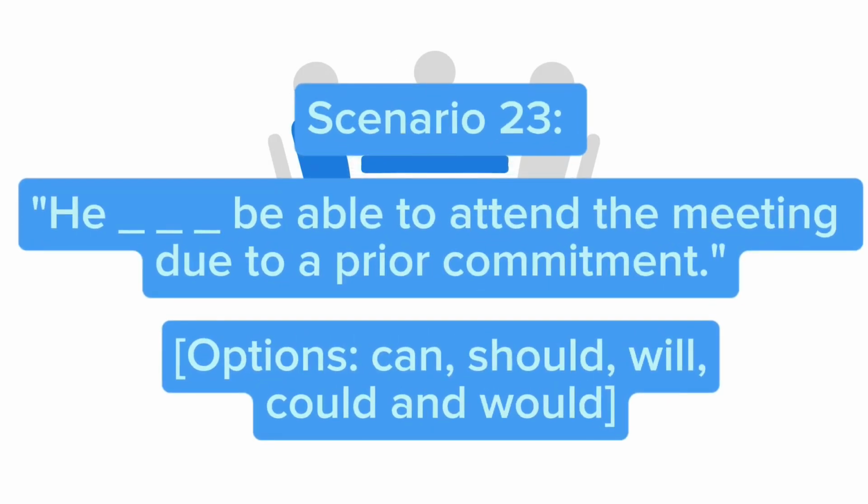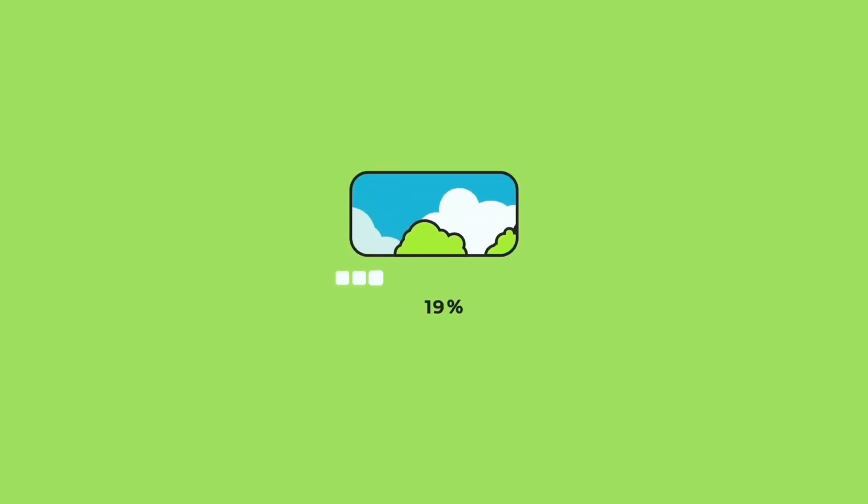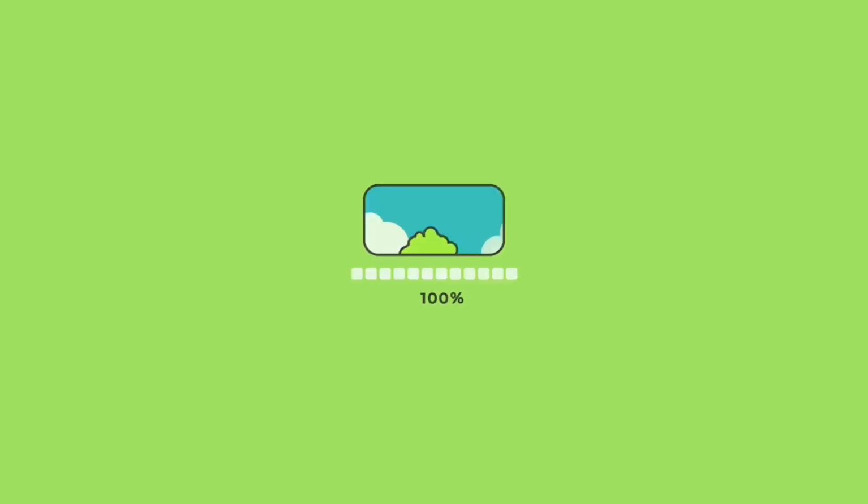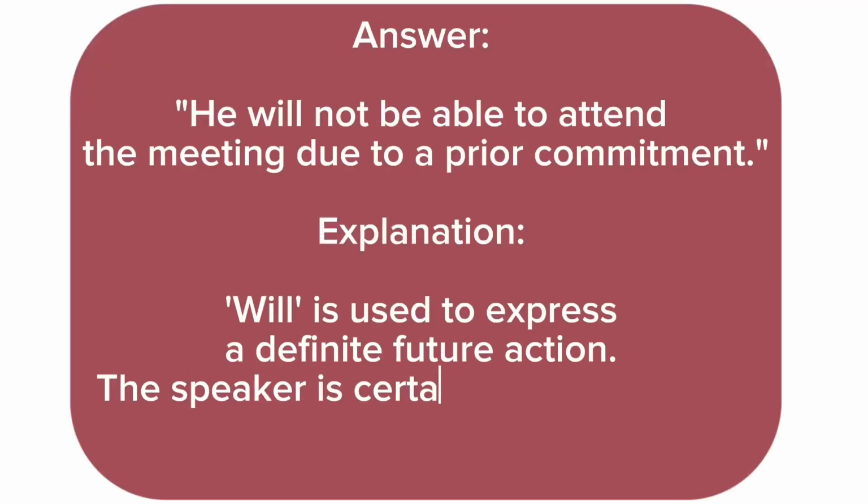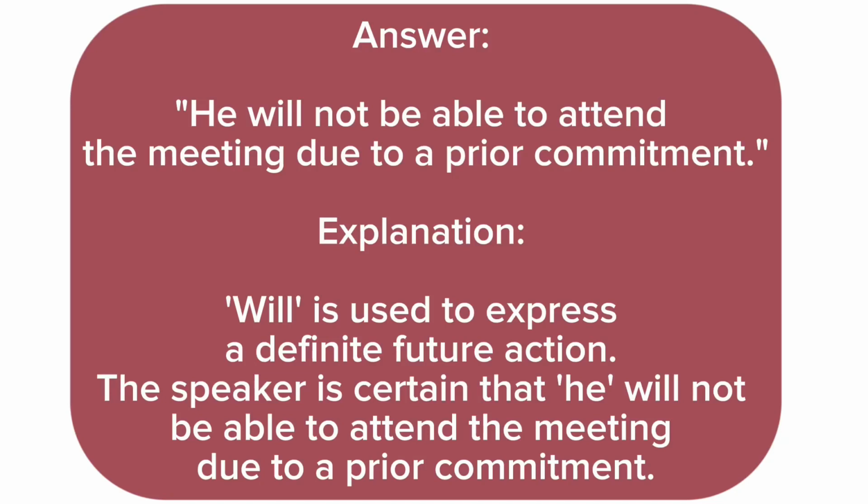Scenario 23. He be able to attend the meeting due to a prior commitment. Options: can, should, will, could, and would. Answer: he will not be able to attend the meeting due to a prior commitment. Explanation: will is used to express a definite future action. The speaker is certain that he will not be able to attend the meeting due to a prior commitment.